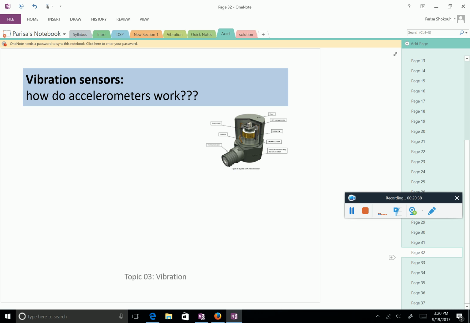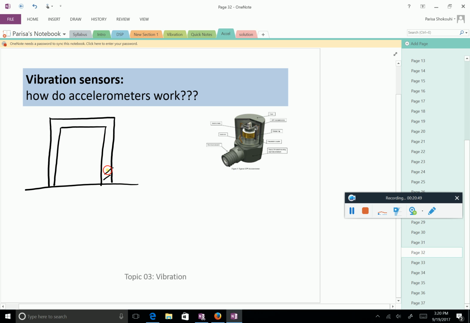Inside, basically, there is a mass and there is a spring. There are other elements too, but if you want to model it, there is a housing. So there is a mass, and then there is a spring, and there is a dashpot. And this is the housing.